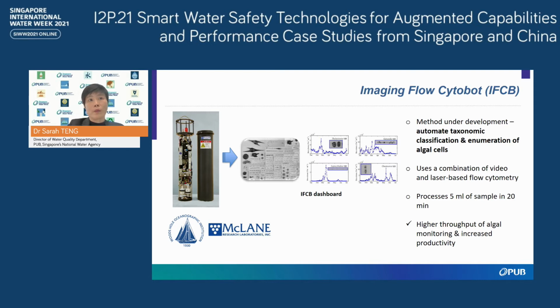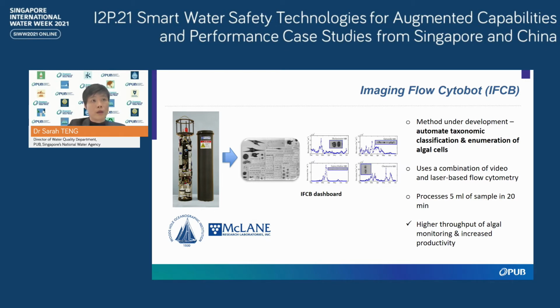Thanks. So the very first system that we explored is what we call the Imaging FlowCytobot, or IFCB in short. This is the first platform that was validated through a collaboration study with the Woods Hole Oceanographic Institution and McLane Research Labs. The system uses a combination of video and laser-based flow cytometry to enumerate, or count, the different phytoplankton cells. The advantage of such a system is that it is laser-based. It can give some specificity in terms of algal cell recognition. We are building up the library of phytoplankton images based on our local marine and freshwater samples. The system is rather fast. It can process a sample within 20 minutes, right?